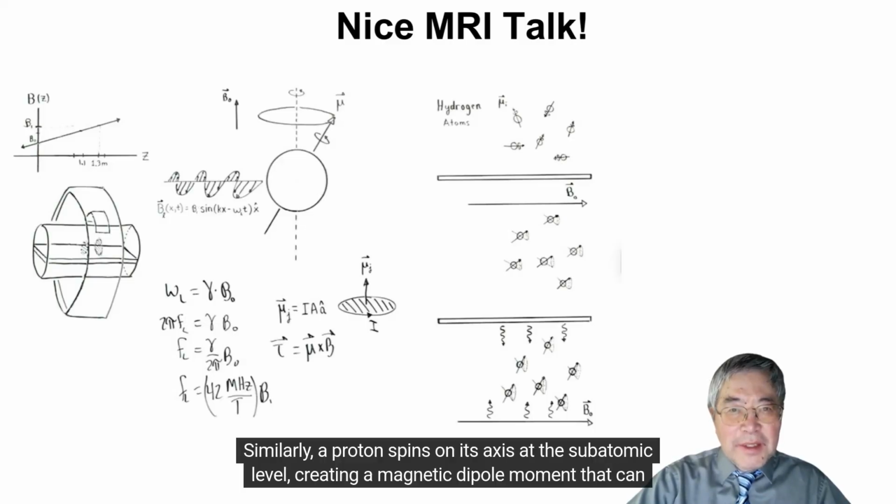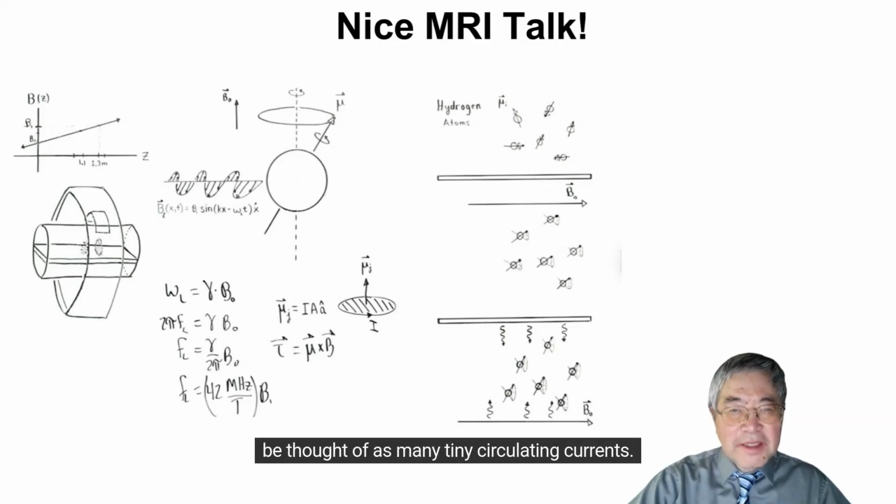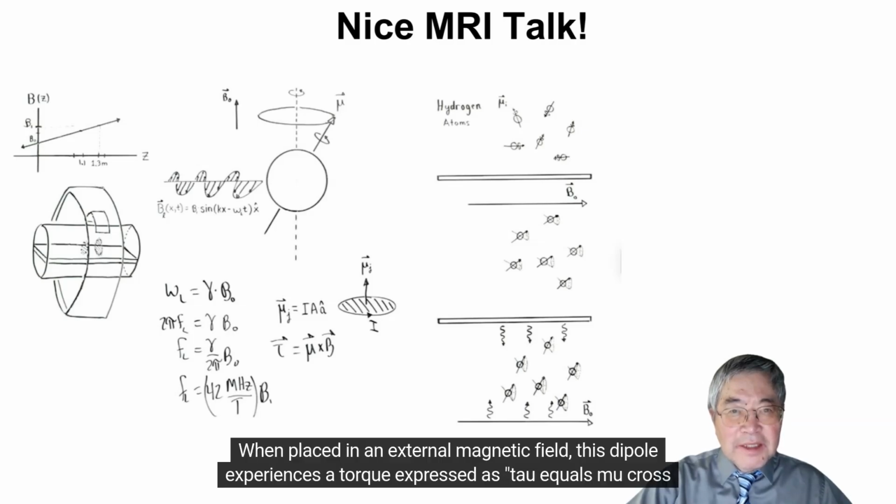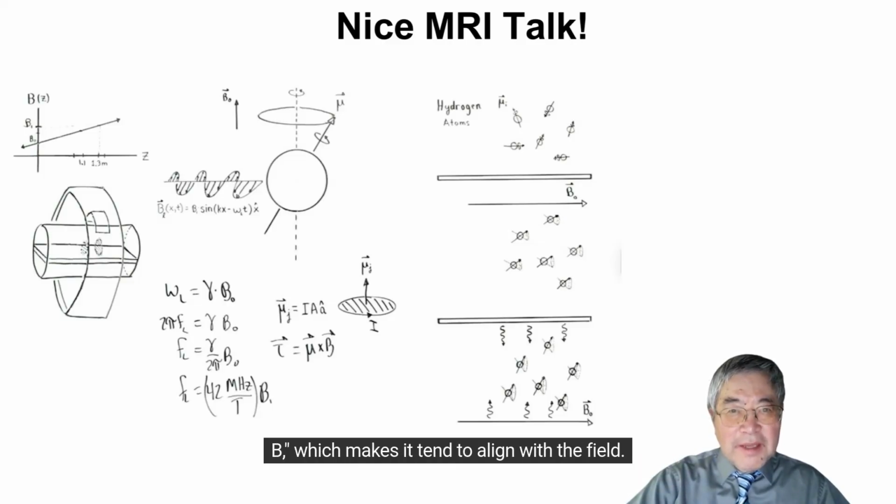Similarly, a proton spins on its axis at the subatomic level, creating a magnetic dipole moment that can be thought of as many tiny circulating currents. When placed in an external magnetic field, this dipole experiences a torque expressed as tau equals mu cross B, which makes it tend to align with the field.